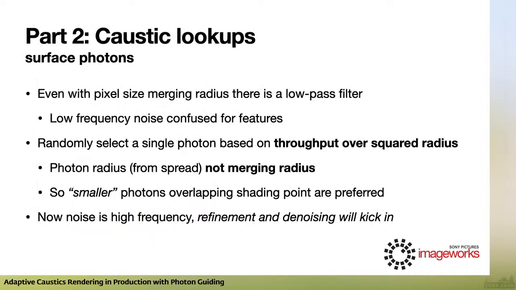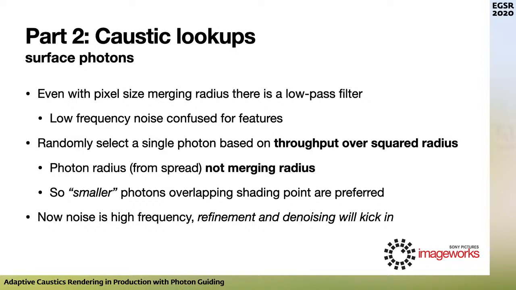So we are now in the stage where we are already rendering and we have to look at the photons, right? So we estimate irradiance on the surface gathering. If we estimate the irradiance on the surface gathering and saving all the photons within a radius, we are introducing a blur. Even if we use a pixel size radius, it is still a blur, a low pass filter.